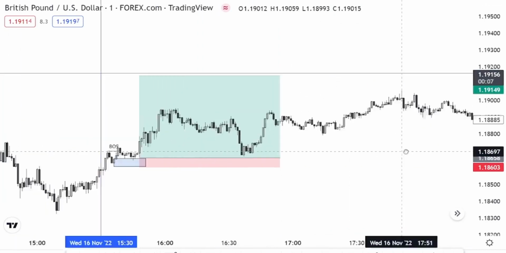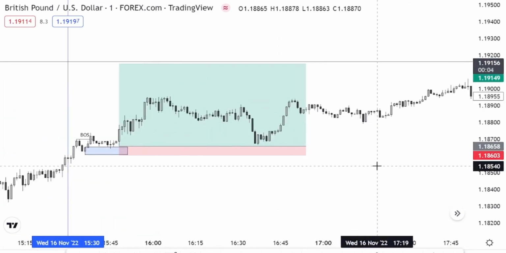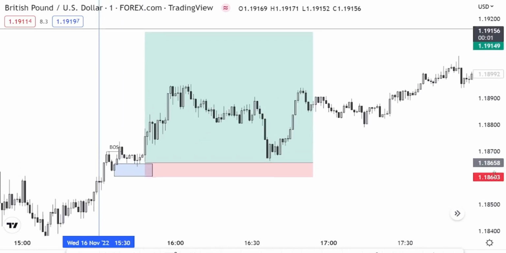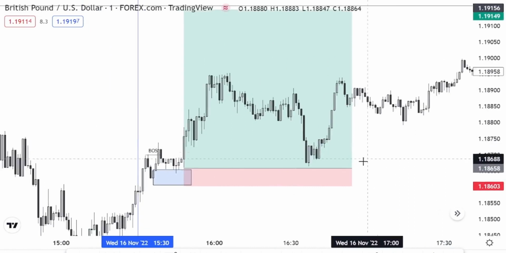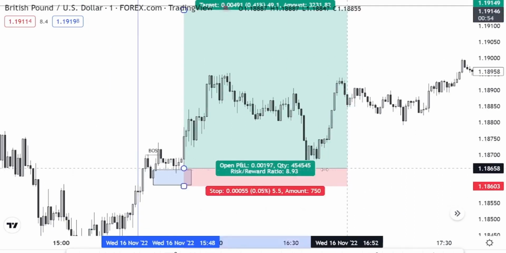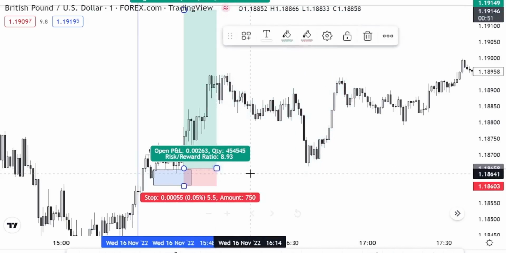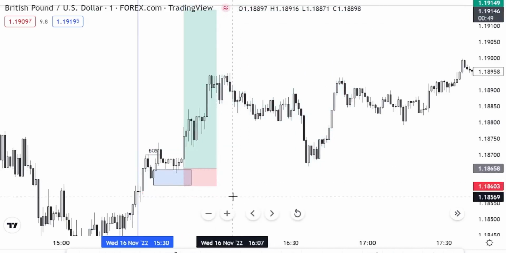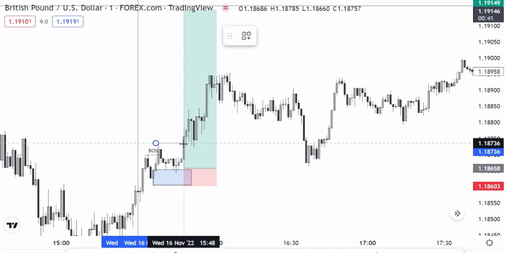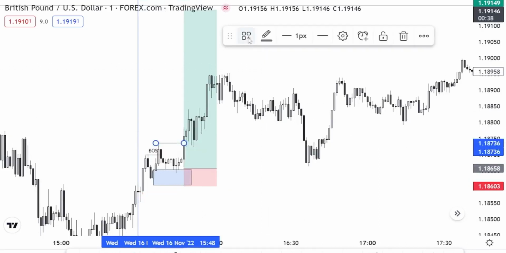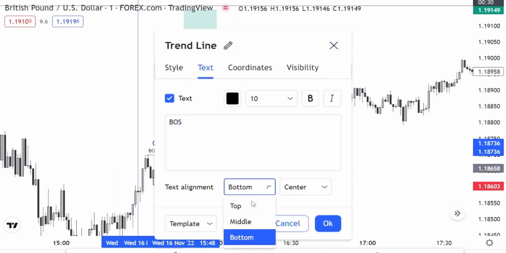So let's continue to find other opportunities in the market. After this, we have another trade setup here. Take a look, guys. There's another break of structure here. Can you see that? That's another break of structure, guys. Let's denote that.